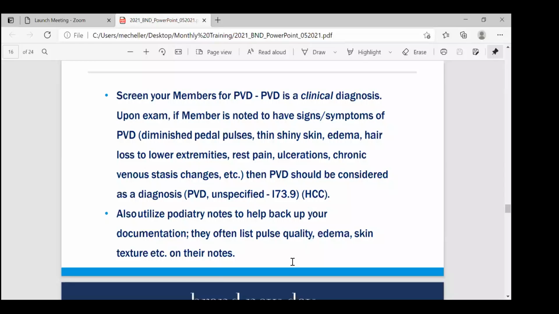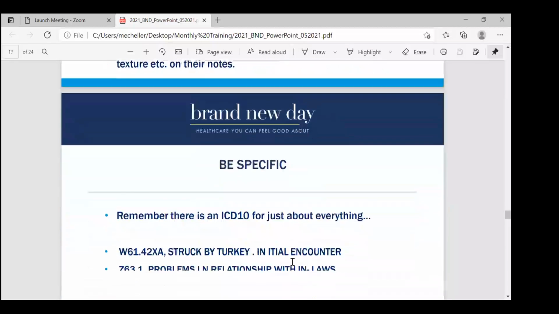So they tend to document the quality of edema, the skin, the texture in their notes. So this is valuable information from podiatry, and it just doesn't stop here with podiatry. With other specialists, there's other valuable information that may not be getting back to PCP charts to help you support you when you're evaluating a patient for the upcoming or the new year in order to reassess the condition. So specialty charts are key in terms of making sure that we're fully documenting the state of the condition.